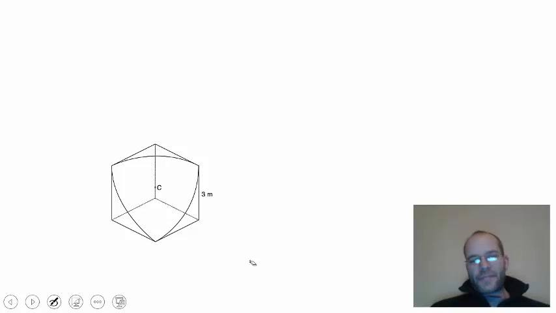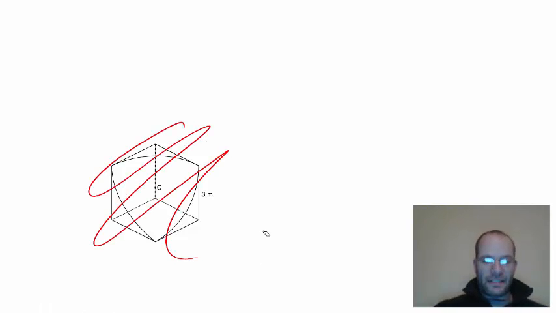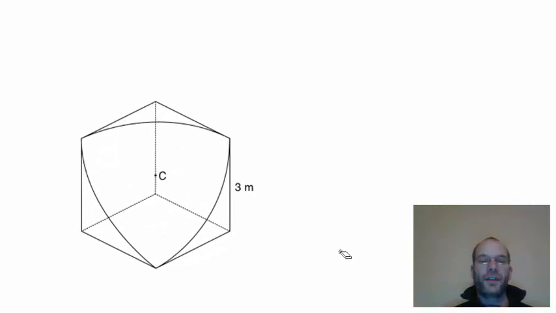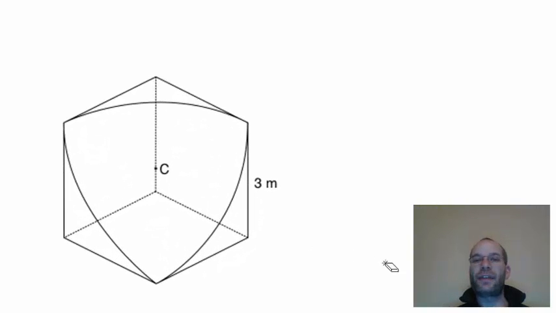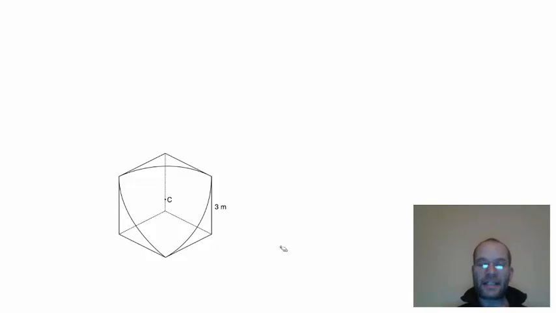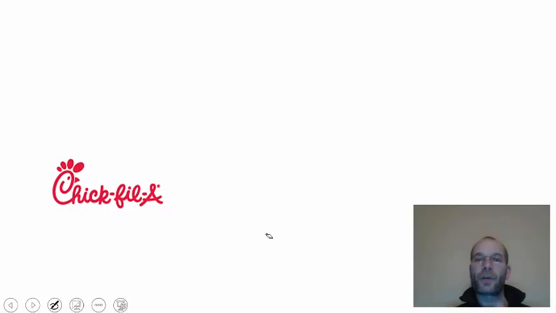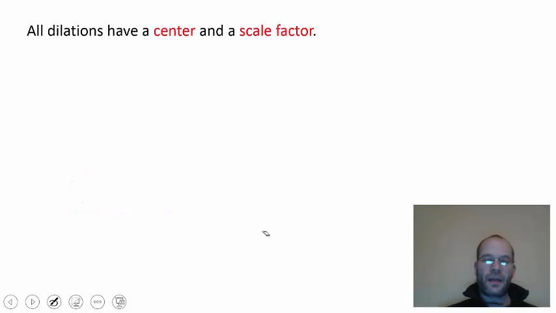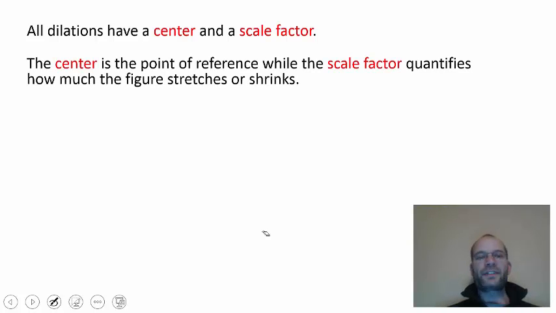Take a look at another object here. This object is also two-dimensional in the sense that it's on the screen, though it appears to be three-dimensional. The only reason I've included this object is to show that any two-dimensional object or drawing or diagram can be dilated exactly the same way. It doesn't matter how complex or how simple it is. It could be anything from a segment to a more complicated image such as this one. I mentioned that all dilations have a center and a scale factor. The center, again, is the point of reference, while the scale factor quantifies how much the figure stretches or shrinks.